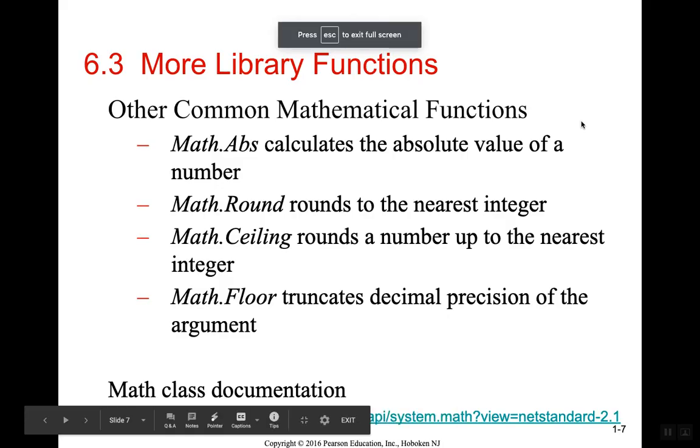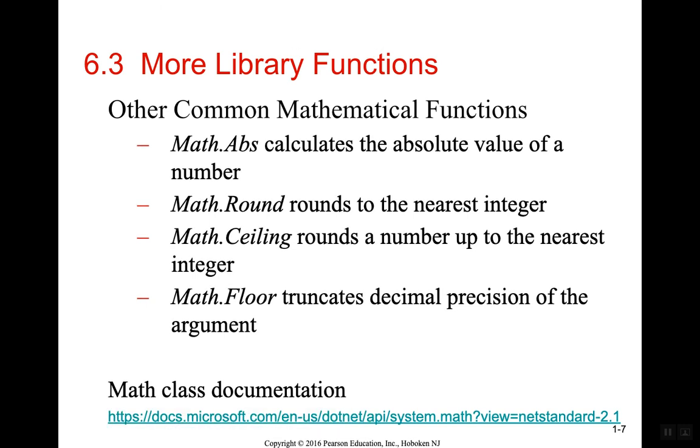We'd have to look at the description to see exactly what the parameters are for that. But Math.Round rounds to the nearest integer. Math.Ceiling rounds up. Math.Floor is typically a round down, but can also act as a truncation. Truncate just means to cut off. So if I Math.Floor, giving me the round down to the nearest integer, it's the same as just truncating the decimal precision off. You just get rid of it.